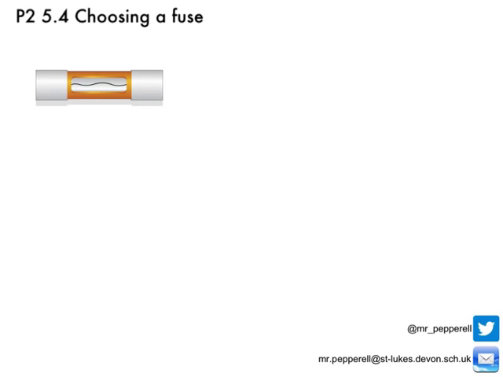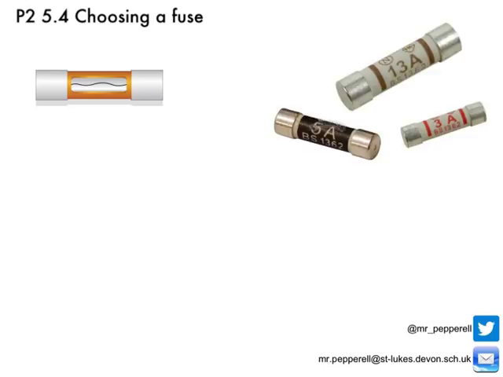So, previously we've discussed how a fuse works to protect a device when an excess current flows through it. And if you remember, the little bit of wire through the middle there, when too much current flows, the resistance causes it to get hot and the fuse melts or blows. We also found out that fuses can come in a variety of ratings. We've got a 3 amp fuse, a 5 amp fuse and a 13 amp fuse there. So how do we know which one of these fuses to actually choose?